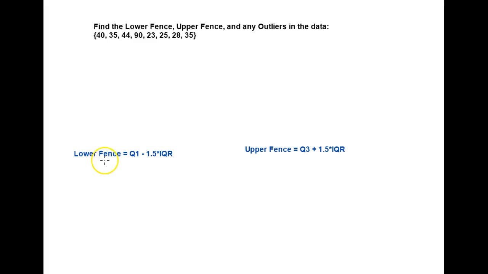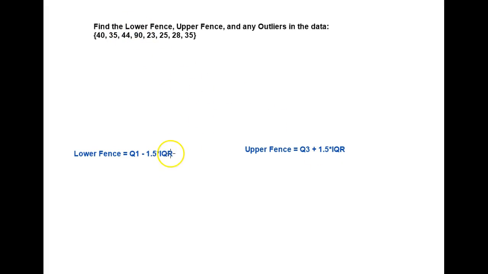First of all, the lower fence is the first quartile minus 1.5 times the interquartile range. And the upper fence is the third quartile plus 1.5 times the interquartile range. So these are numbers. The lower fence is a number and the upper fence is a number. And the outliers are any numbers that fall either below the lower fence or above the upper fence. Okay, so let's find those.